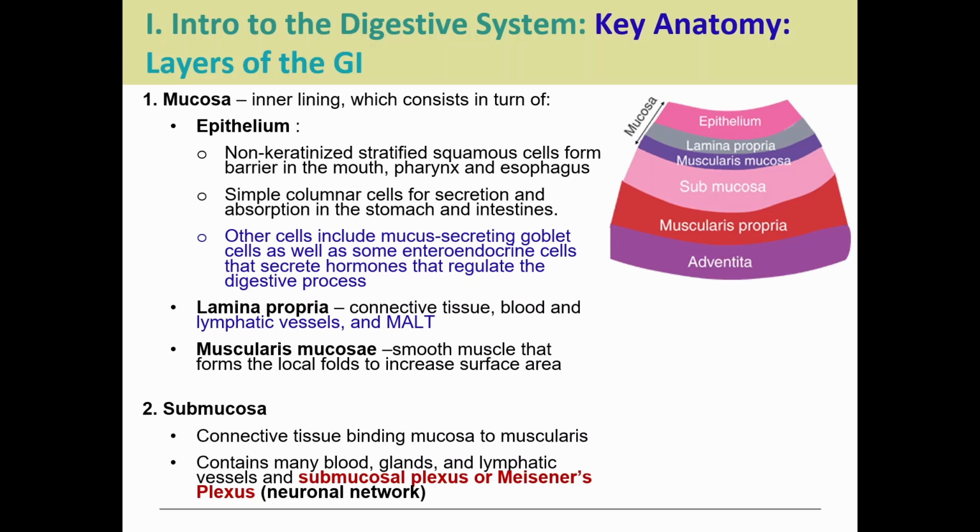The layer just beyond that is the submucosa. Again, this has connective tissue to bind the mucosa and muscularis. And like I mentioned on the previous slide, this is where we have things like glands and blood vessels, lymphatic vessels, as well as nerves and whatnot. So things like the submucosal plexus, right, that neuronal network that's part of that enteric nervous system.